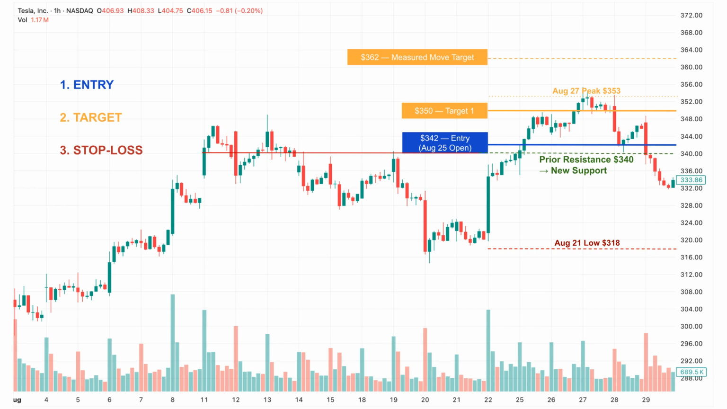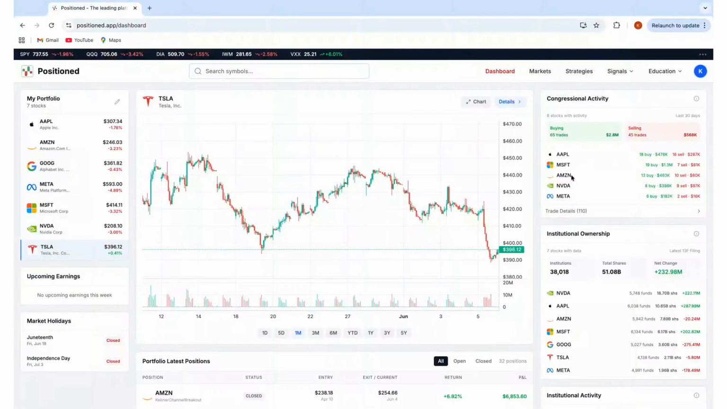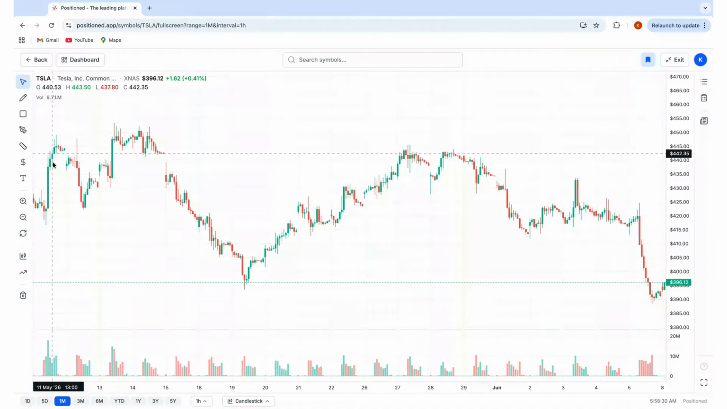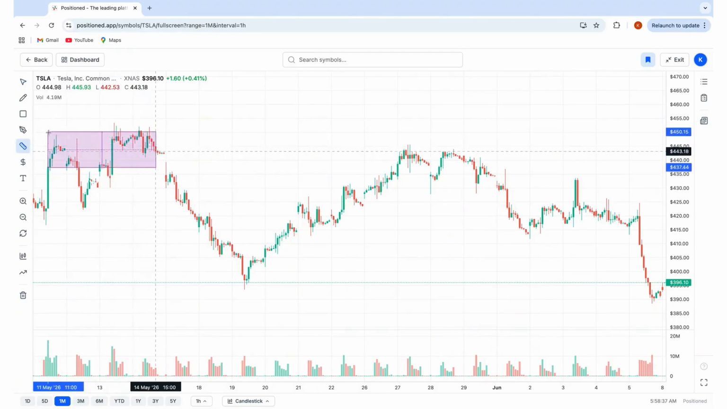Stop loss. The stop goes below the August 21st structural low of $318, the confirmed shakeout floor. We place it at $316, providing a small buffer below the session low. If price breaks below $316, the breakout has failed, and we exit without hesitation. This is where the full screen chart becomes especially valuable for execution planning. Using the crosshair tools, traders can measure consolidation ranges, calculate breakout targets, estimate reward to risk ratios, and define precise stop-loss levels directly from the chart itself. The framework becomes measurable, not emotional.